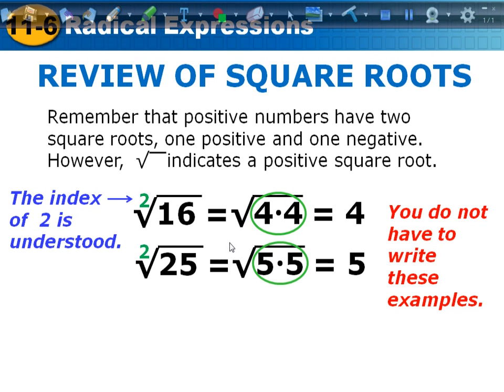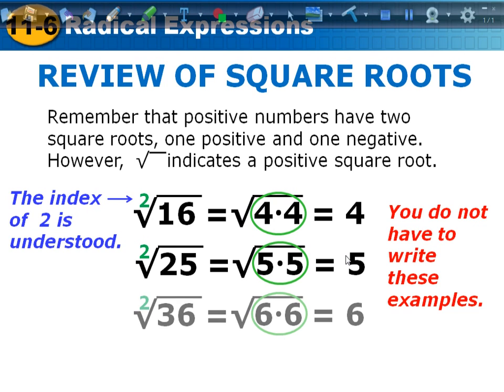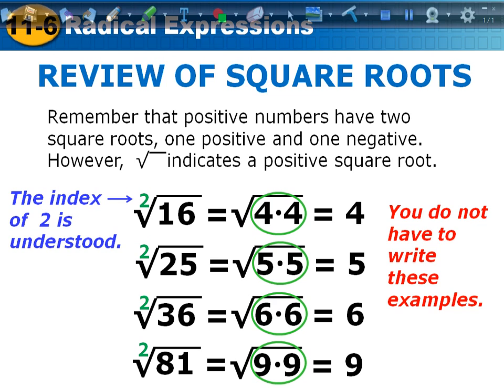Same thing with 25. 25 breaks down into 5 times 5. With my index of 2, I have a pair of 5s, which is why the square root of 25 is 5. The square root of 36 is 6, because 36 is made up of 6 times 6. Again, the square root of 81 is 9, because 81 is made up of 9 times 9. There's a pair of 9s here. So that's what we're going to be looking for. We're going to be looking for pairs of the same number, just like we've looked at here.